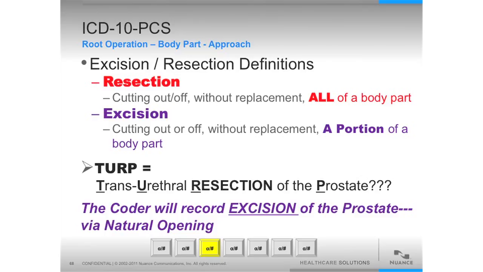Here's that good news again. You don't have to change. The coders need to know that. Okay? It doesn't become a resection until it's a total prostatectomy for them. And at that point, they also have to record whether or not you're taking out the seminal vesicles. So they will make this change.